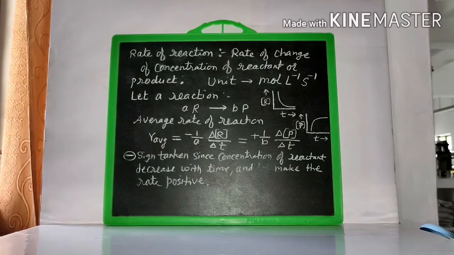Here the negative sign is taken since the concentration of reactant decreases with time. To make the rate positive, we put a negative sign. So negative into negative becomes positive. Rate will always be positive.